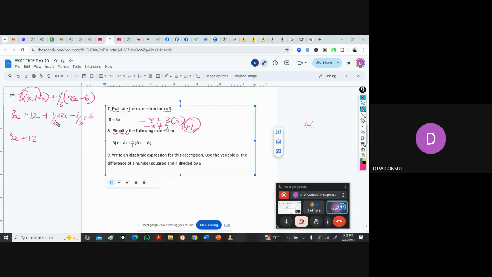But here, we have to do something. This is half times 8x. So 2 would cancel out. Remember multiplication, this is the same thing as saying 8x divided by 2. Where 2 would go in 8, how many times? 4 times, right? You cancel out your 2, it will give you 1. And 4 times x is what? 4x. So this will give us plus 4x.